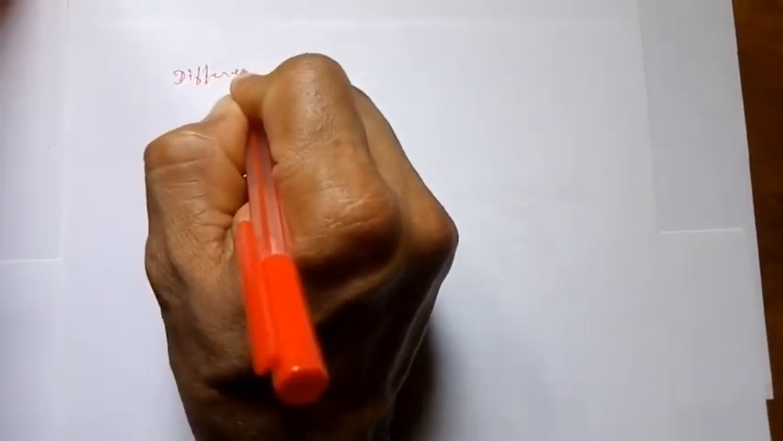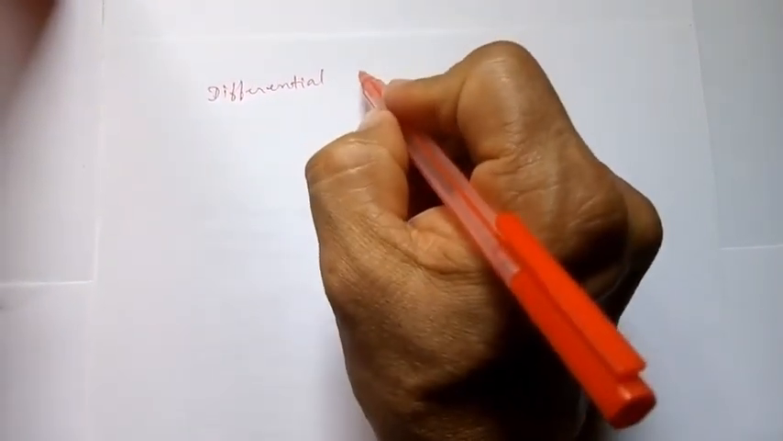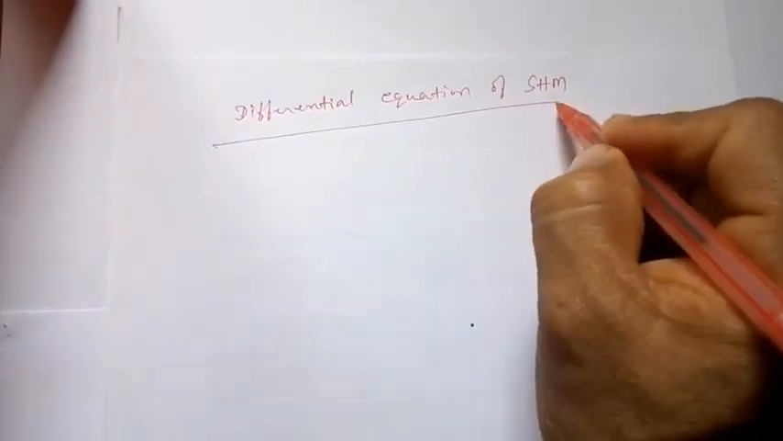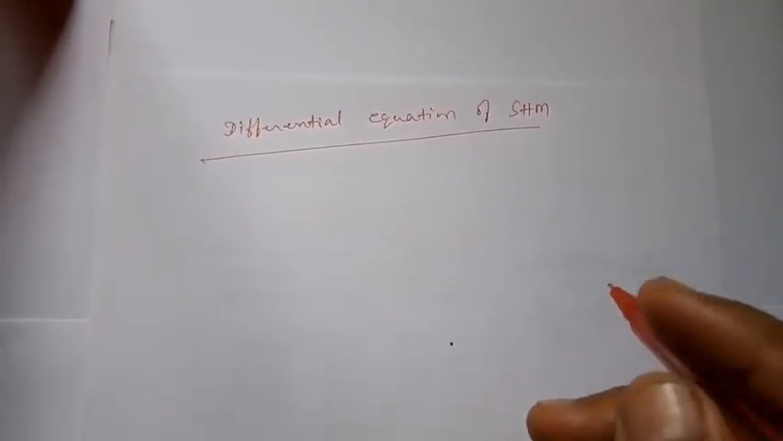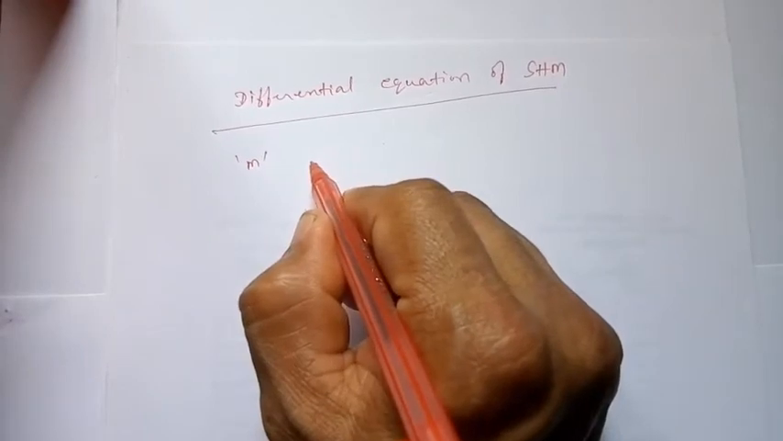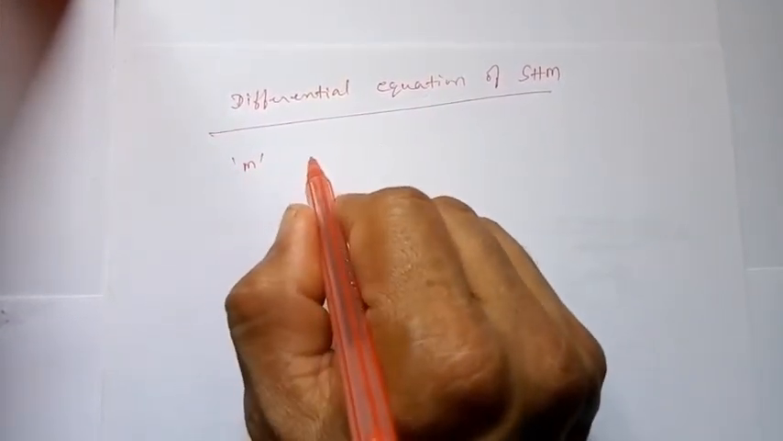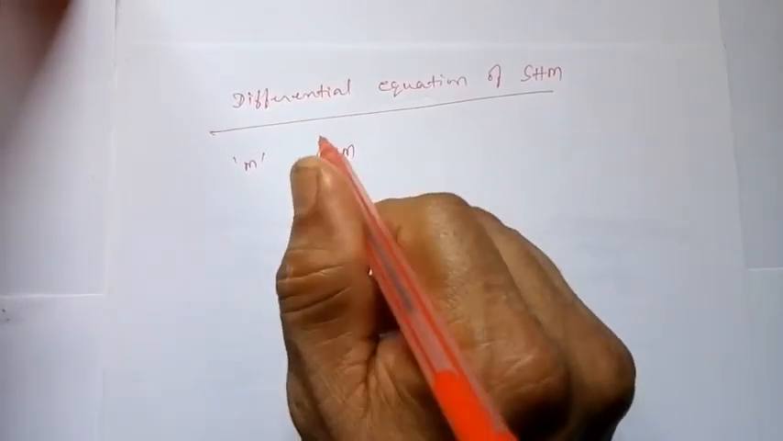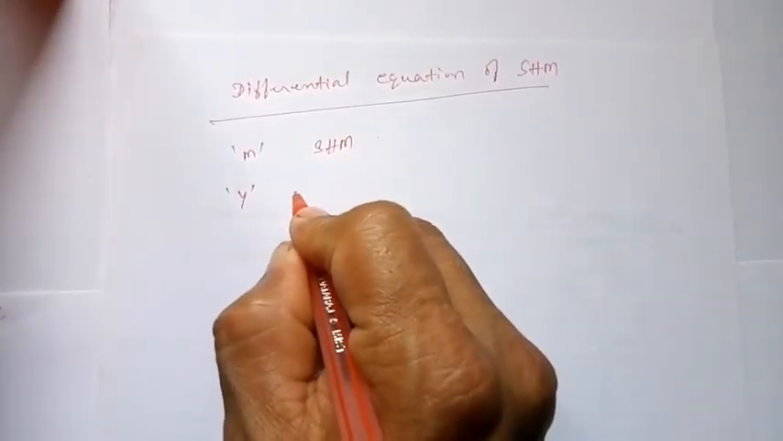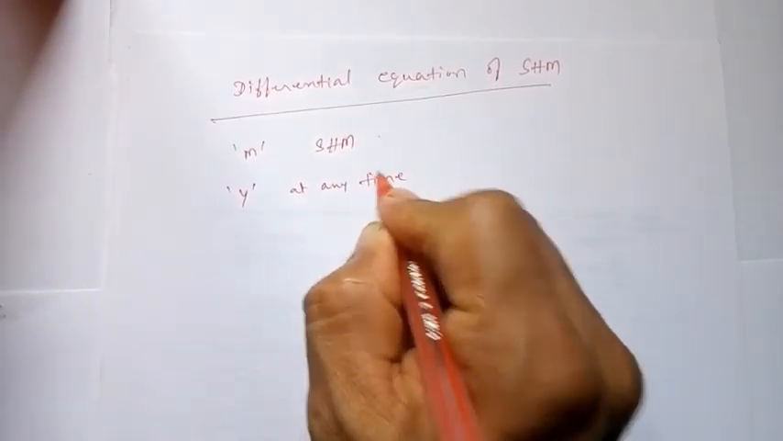Okay, next let us see the differential equation for simple harmonic motion. Let us see what exactly the differential equation related to simple harmonic motion is. To understand this, consider a particle of mass m which is executing simple harmonic motion. And during simple harmonic motion, let us say y is the displacement of the particle from its mean position at any instant of time t.